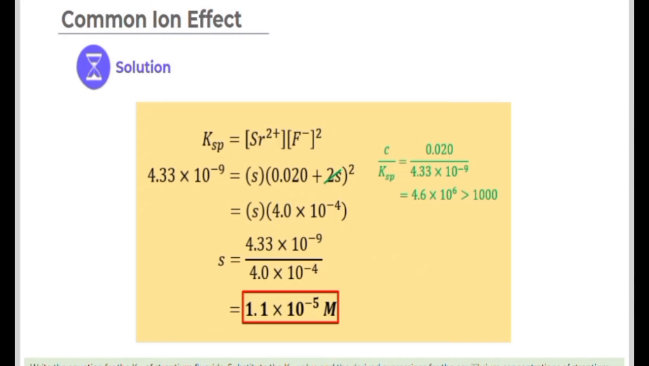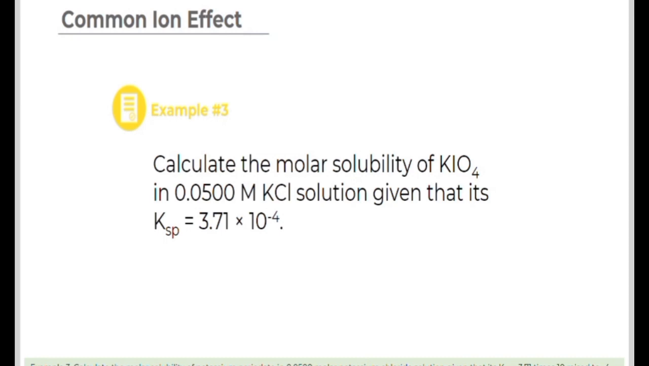Solving for S in the simplified equation, we get S equals 1.1 times 10 raised to the power of negative 5. Example number 3. Calculate the molar solubility of potassium periodate in 0.0500 molar potassium chloride solution, given that its Ksp value is 3.71 times 10 raised to the power of negative 4.